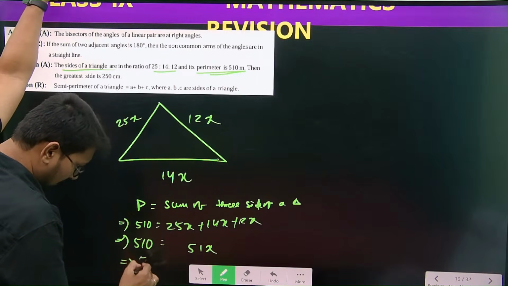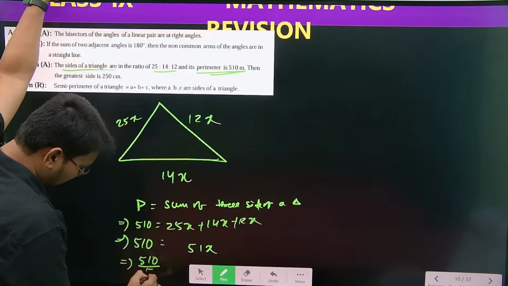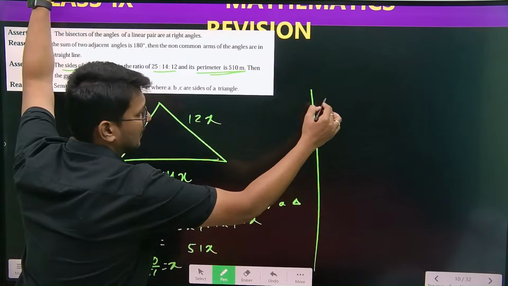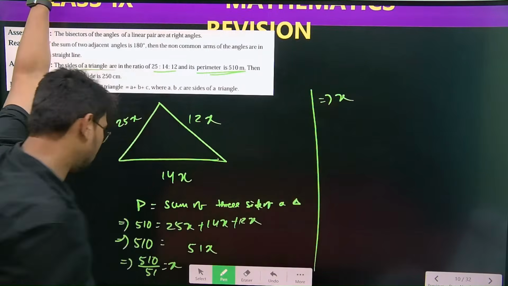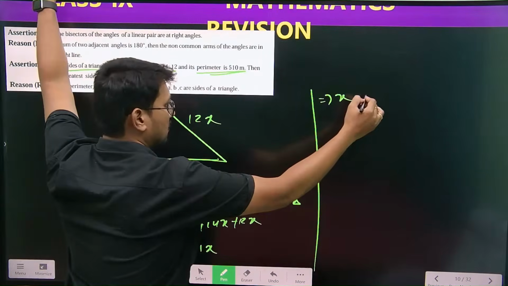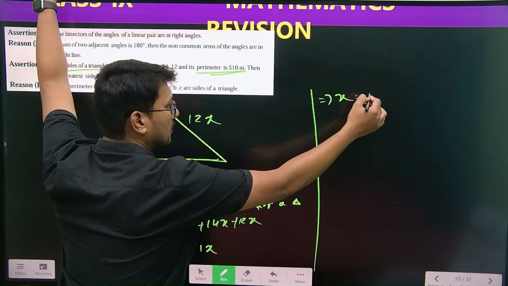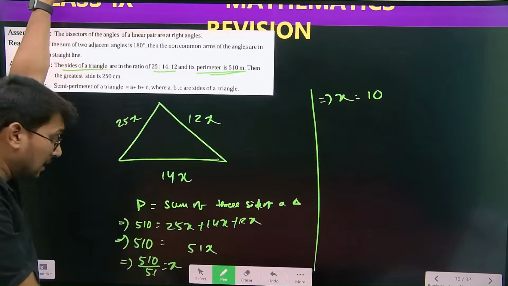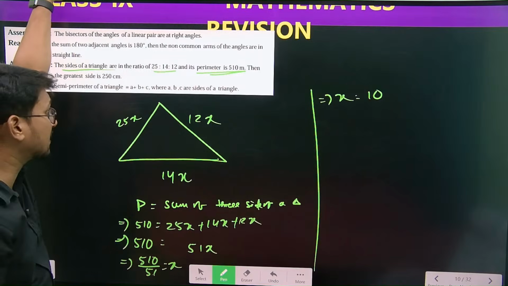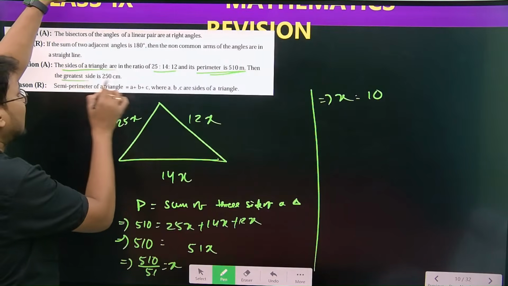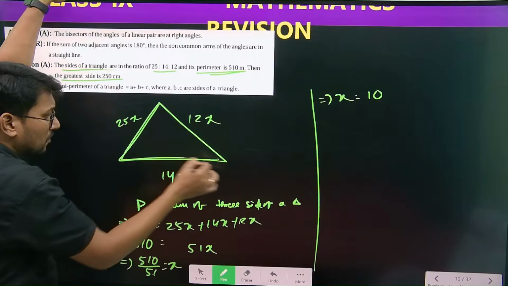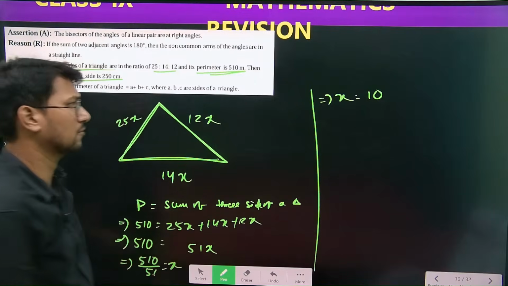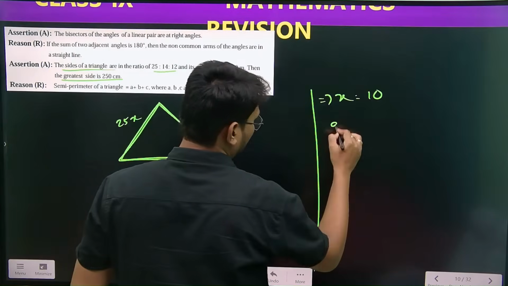Hence 510 by 51 equals x. So which implies x is how much? 51 ones are 51, so x is 10. If x is 10, the question is asking for the greatest side among these three sides. Children, which one is definitely the greatest? The one which is a multiple of 25. So the greatest side would be how much? Greatest side.